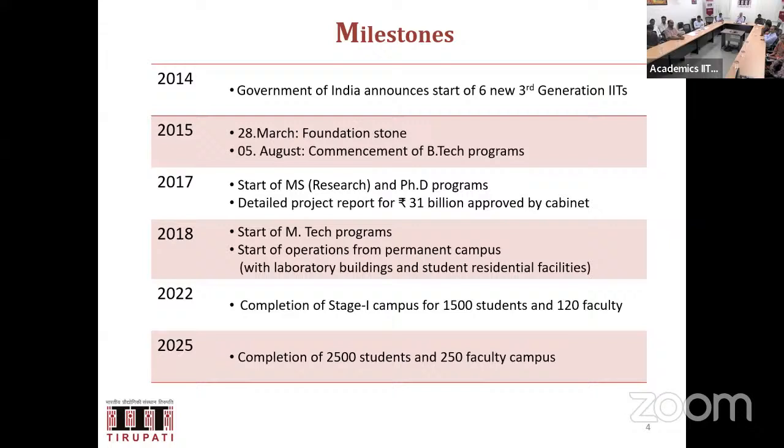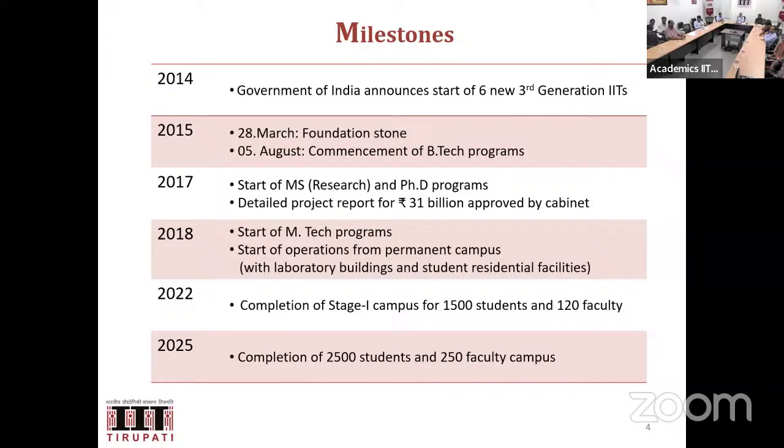Then in 2018, we started MSc in mathematics. In 2019, we started MSc in physics and chemistry. And in 2021, we started the Master of Public Policy. So our postgraduate programs are also growing.